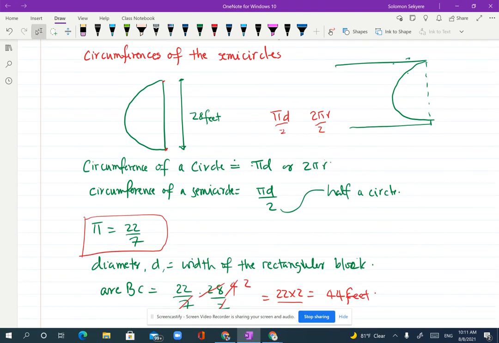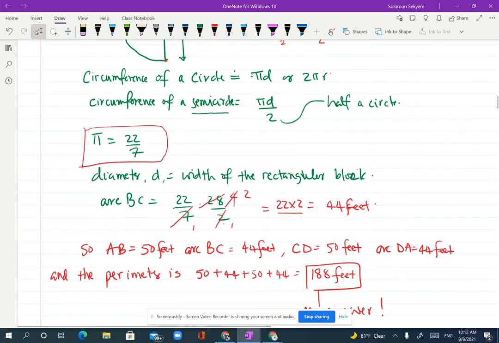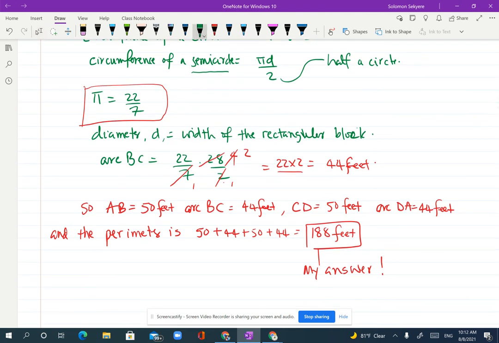Circumference of a circle is pi d, or 2 times pi times r. Okay, so we plug in, but for the circumference of a semicircle, we divide by 2 since it's half of a full circle. We are given pi equals 22/7. Diameter d is the width of the rectangular block. So now we plug in our numbers. Pi is 22/7 times the diameter of the semicircle, 28, and then we divide by 2.